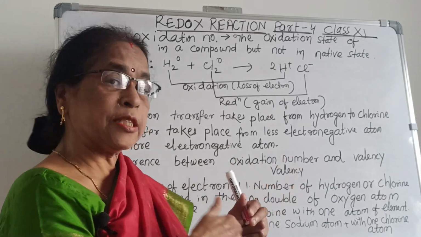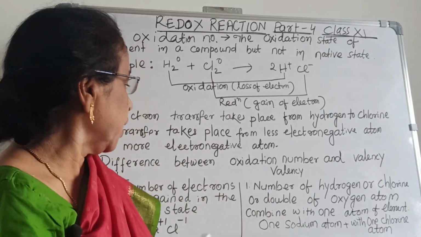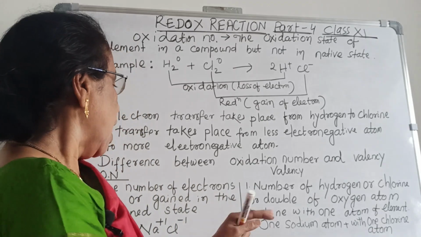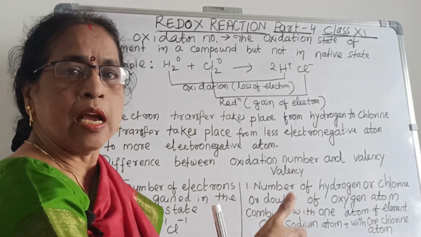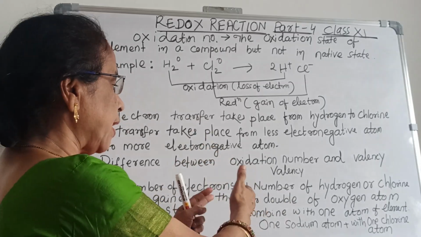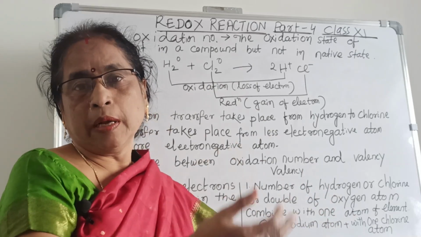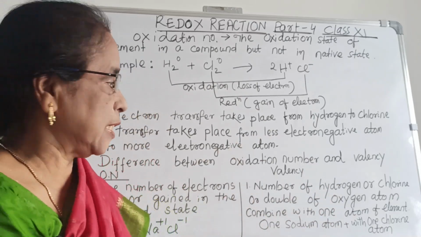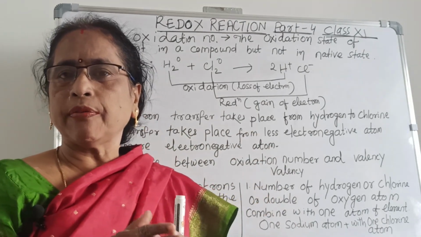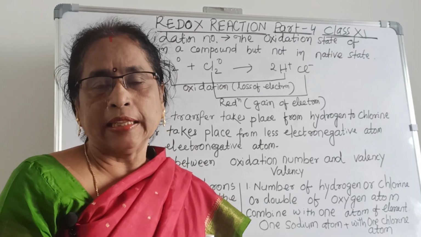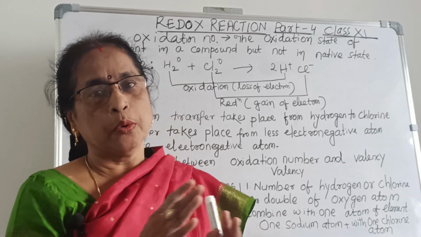But what is valency? Valency means the number of hydrogen or chlorine atoms, or double the number of oxygen atoms, combined with another atom; that is the capacity. What is the combining capacity of an element with hydrogen atoms, chlorine atoms, or double of oxygen atoms? That is known as valency. Or you can say simply valency means the combining capacity of an atom of the element in the native state. It has no charge, no positive, no negative.